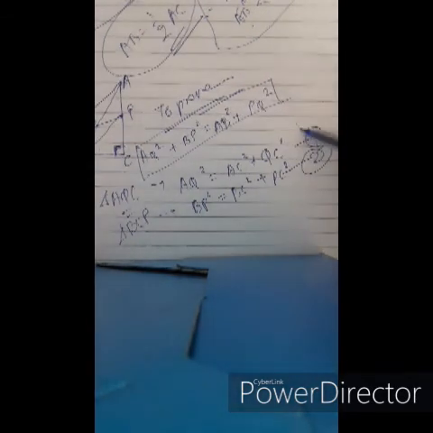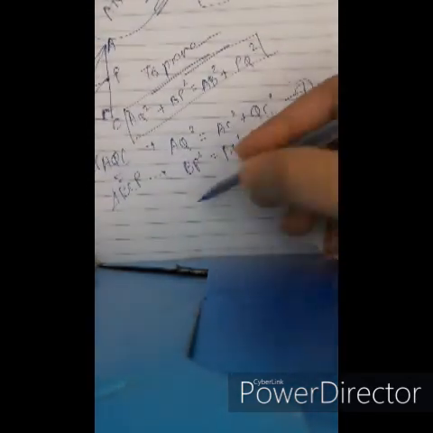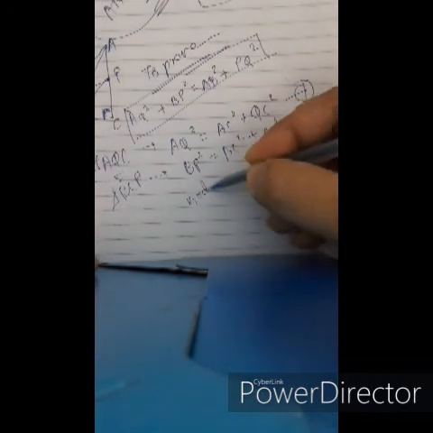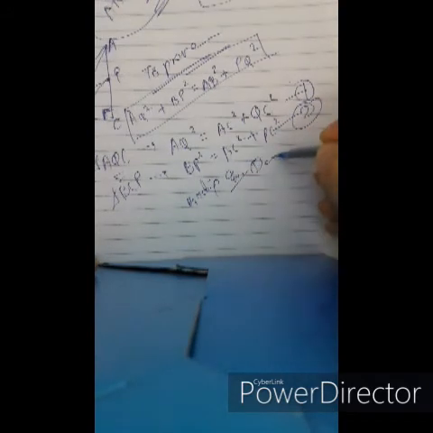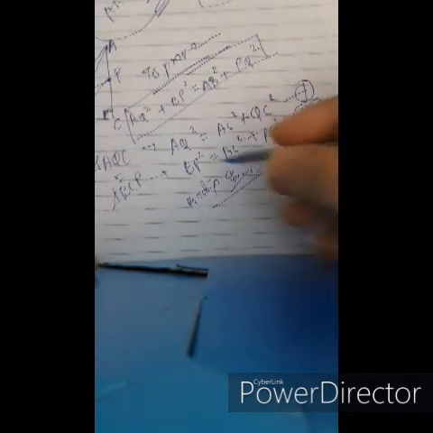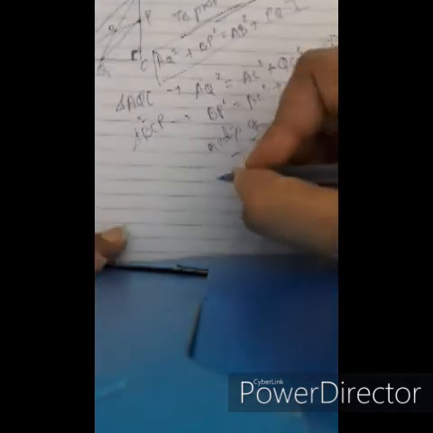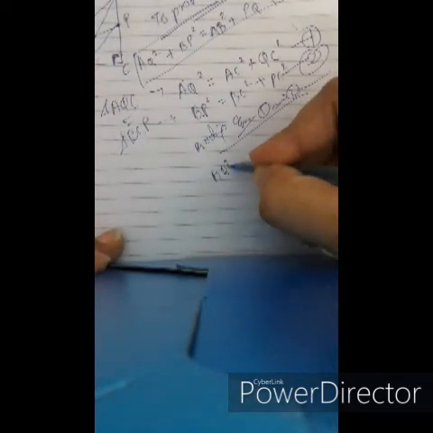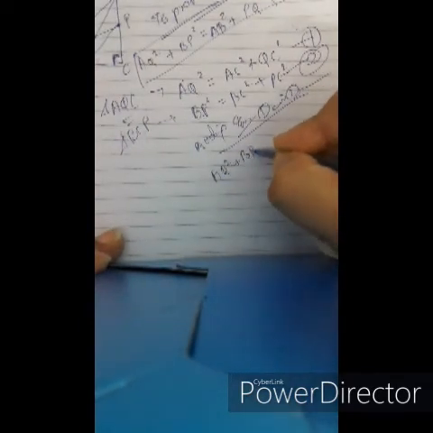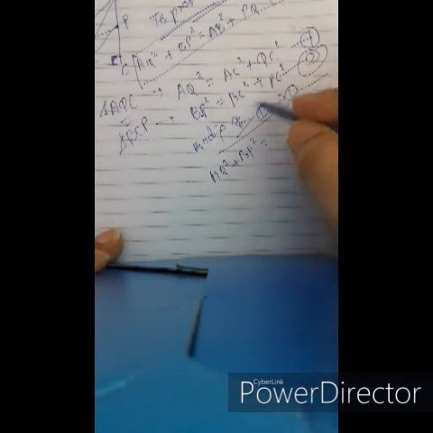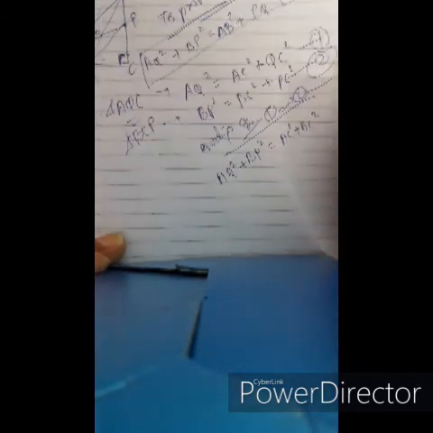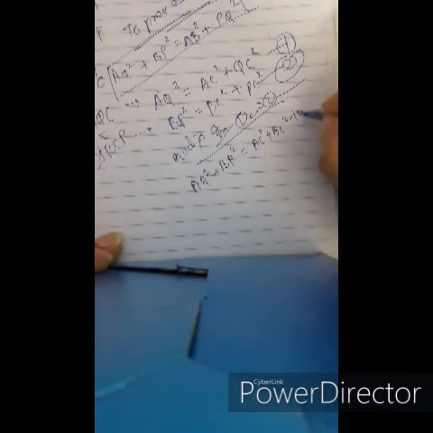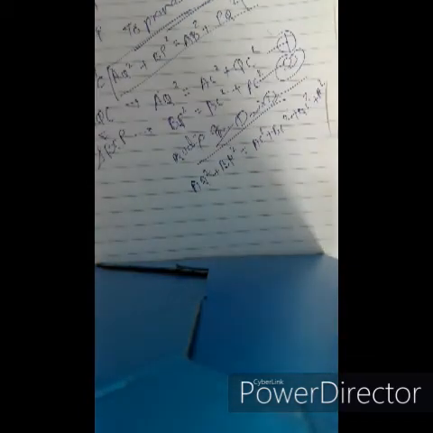Now adding equations 1 and 2. What do we get? AQ square plus BP square equals AC square plus BC square plus QC square plus PC square.